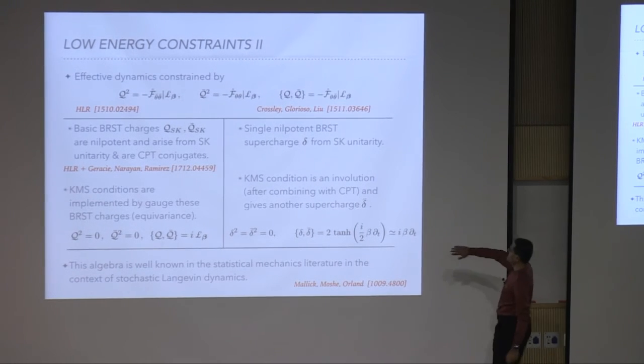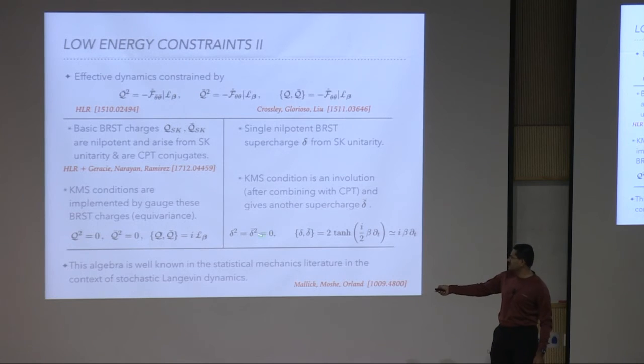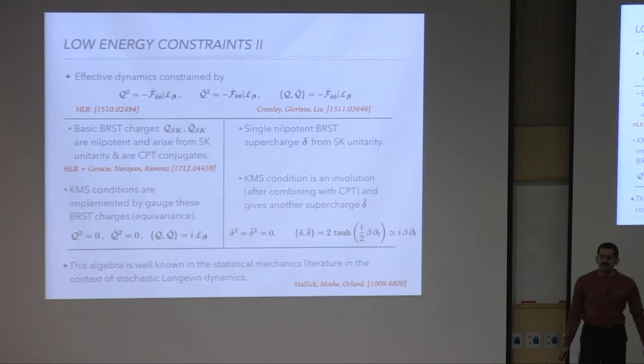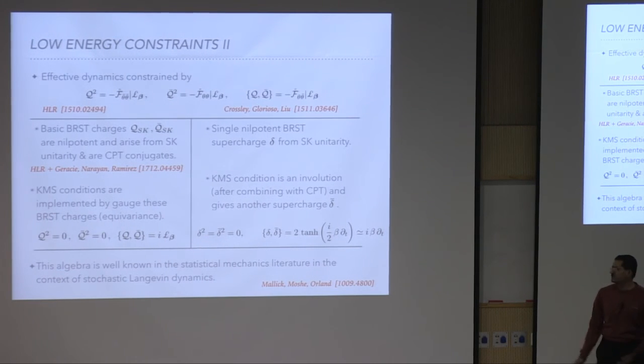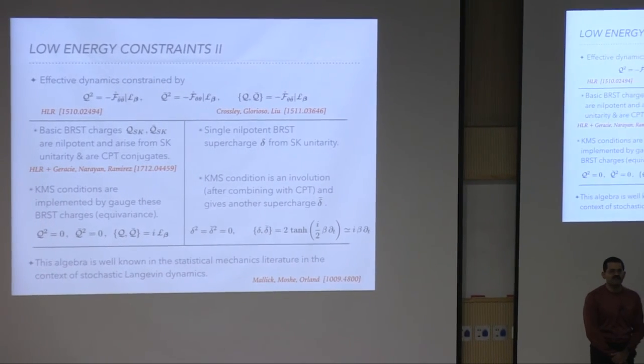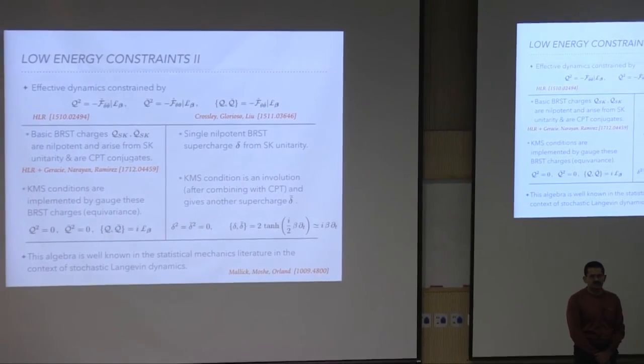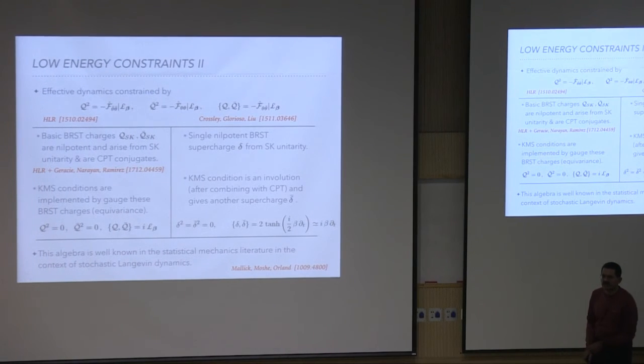So they would write down this algebra, forget this for a second. They would have a delta and a delta bar that square to 0, and a delta bar anti-commutator that gives you a tanh factor. Okay, I can explain where the tanh factor comes from. The tanh factor comes from Bose-Einstein statistics. It just comes from the KMS solution.